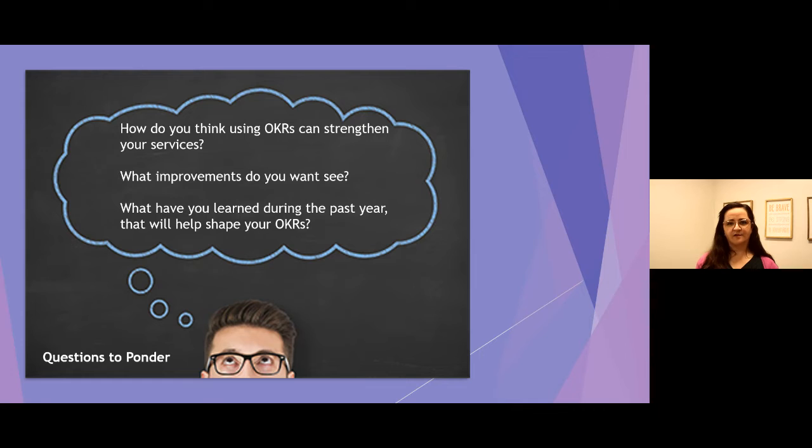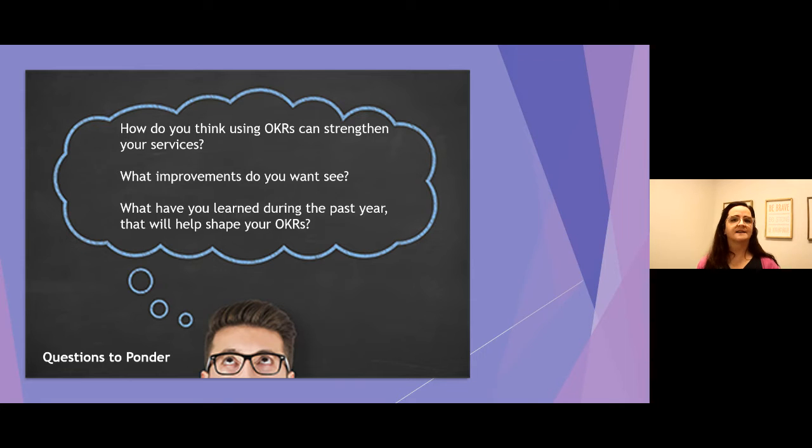Some questions that I'd love for you guys to ponder as we proceed in this presentation is, how do you think that using OKRs is going to help you strengthen your academic services? What are the improvements that you specifically want to see? We've had a long year this year, as we all know, and there's lots of room to think about what worked and what didn't work.